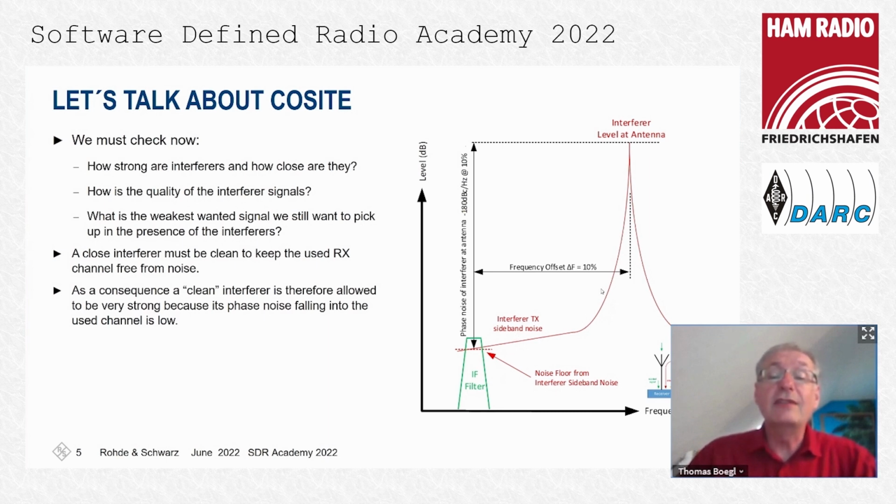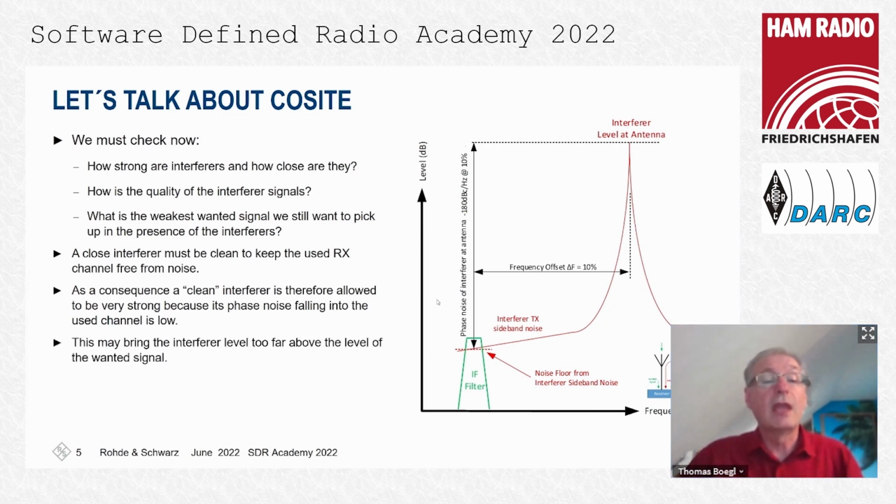And if the interferer is less clean, he is overlapping our noise in our receive channel, we must go down with the levels, or we have to accept that the receiver sensitivity is just reduced based on the noise coming from external. So if we have a clean interferer, it may be allowed to go into level areas where it is significantly higher than the wanted signal.